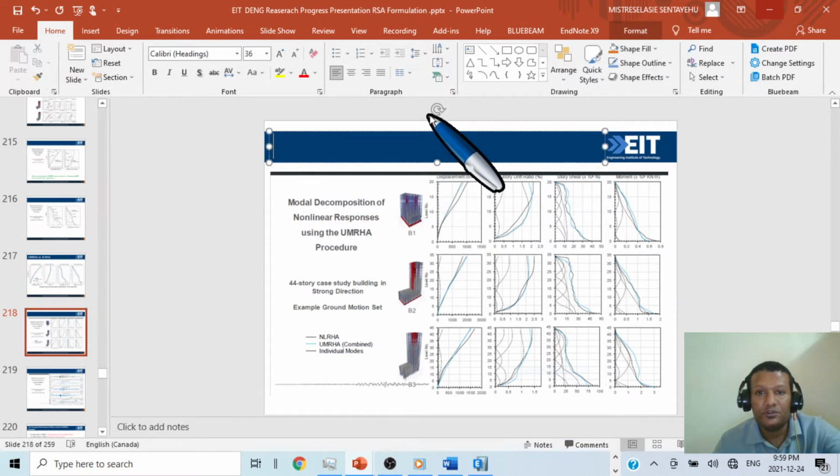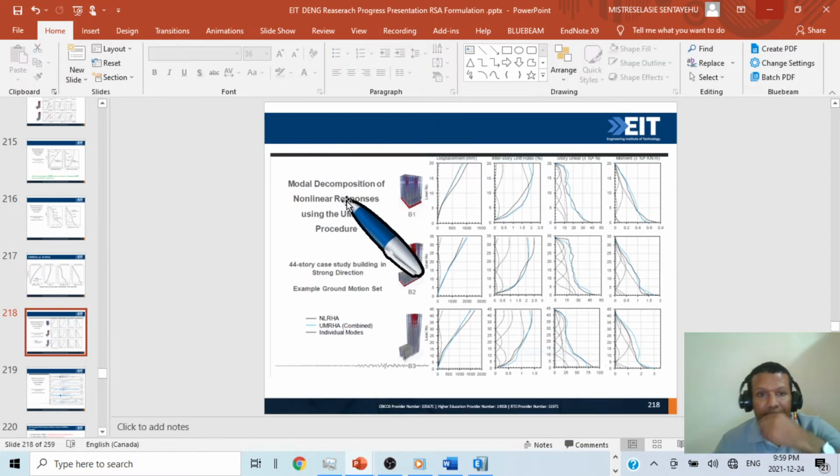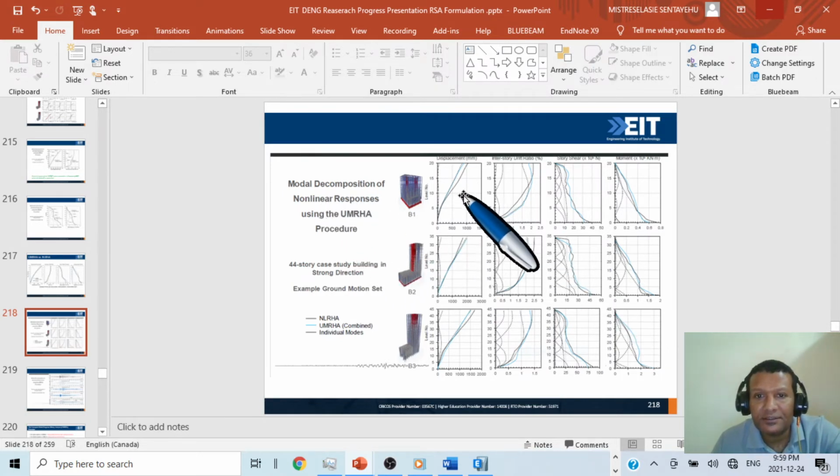So this is also modal decomposition of nonlinear response using UMRHA procedure. As you can see, this is UMRHA for displacement, inter-story drift, story shear, moment. So this is also the same. As you can see, the result from nonlinear response history analysis is this one. UMRHA combined is the blue one. Individual modes are this one.